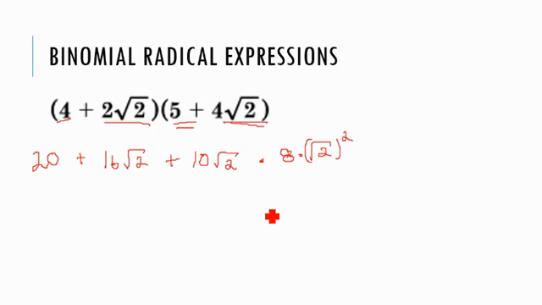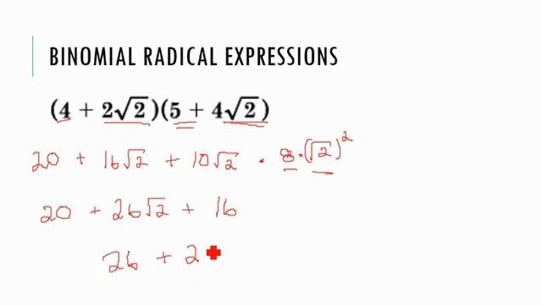Now we'll simplify: 16 and 10 is 26 times the square root of 2. And actually, square root of 2 squared is just 2. So we're going to do 8 times 2, and that will give us 16. 16 and 20 is 36. So 36 plus 26 square root of 2 is our final answer.